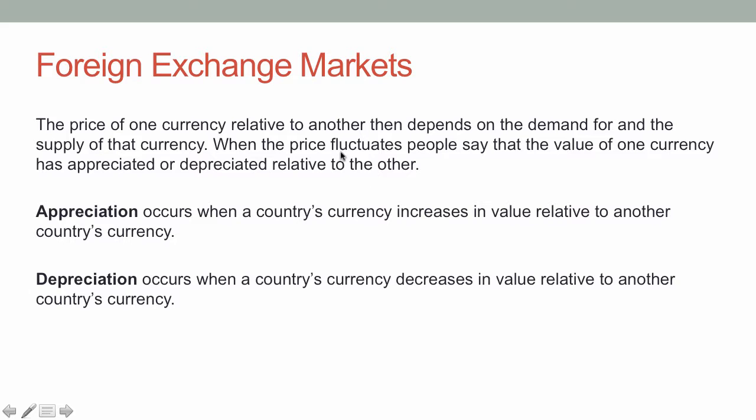And the price or the value of that currency fluctuates. People say the value of one currency has appreciated or depreciated relative to the other. Appreciation occurs when one country's currency increases in value relative to another currency. Depreciation occurs when a country's currency decreases in value relative to another country's currency. We're going to do some examples of these as well.